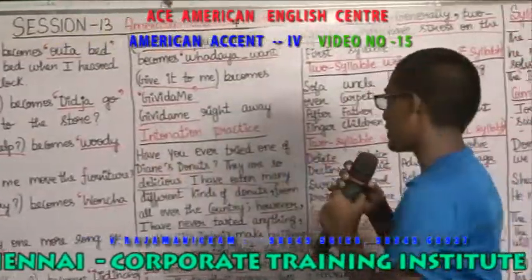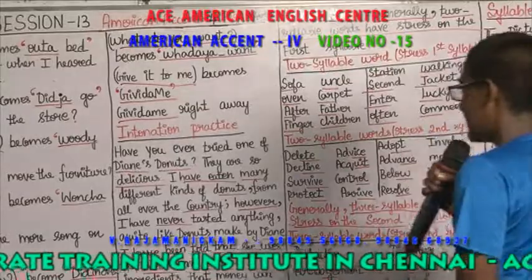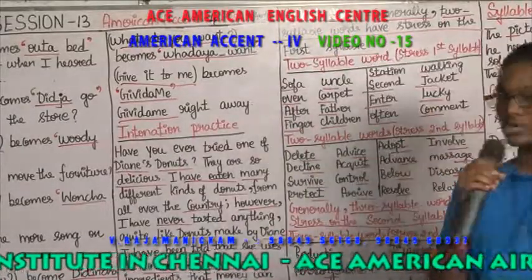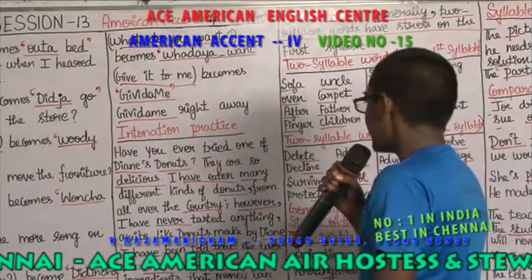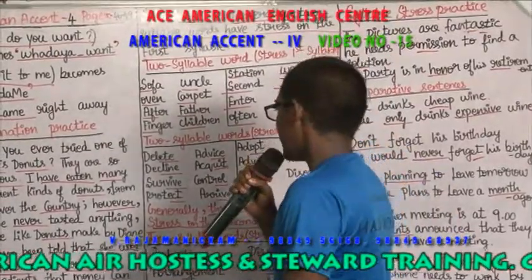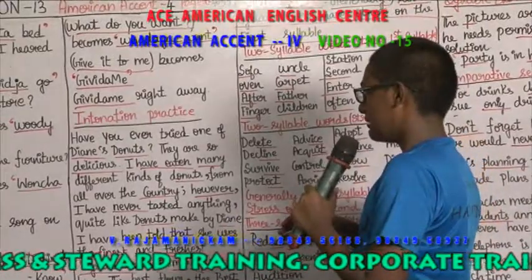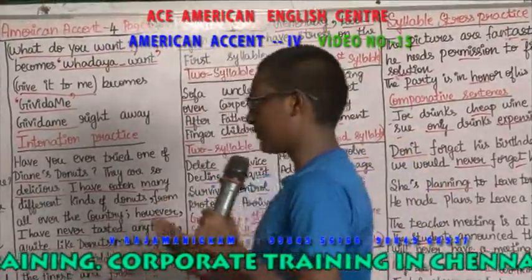intonation practice. Intonation practice means, I'll give an example. Have you ever tried one of the Chinese donuts? They are also delicious and tasty. I've eaten many different kinds of donuts. Donuts come in many kinds, from all over the country. However, I have never tasted anything. This is intonation practice, where we practice fluency.